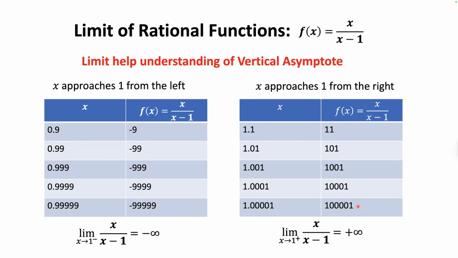The long phrase I mentioned can be expressed more concisely in mathematical language as shown in the symbol in the table below. The limit as x approaches 1 from the left is f(x) approaching negative infinity, or the limit as x approaches 1 from the right is f(x) approaching positive infinity. This situation, where x approaches 1 from the left or right and the f(x) value approaches negative or positive infinity, is called a vertical asymptote.